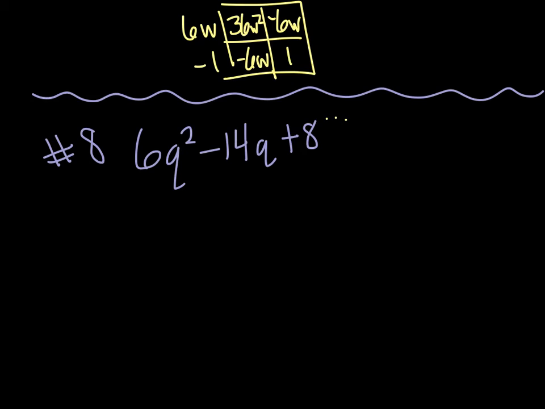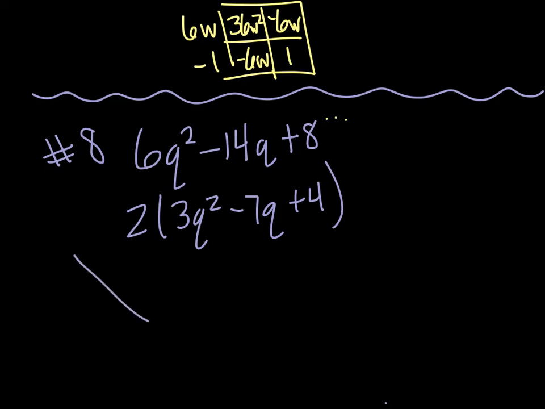So if I'm looking at 6, 14, and 8, I see that I can pull out a 2 and end up with 3q squared minus 7q plus 4. Just divide everything in half. Now, instead of having 6, 14, and 8, I have 3, 7, and 4. So the diamond and box are the same. 3 times 4 is going to be 12.